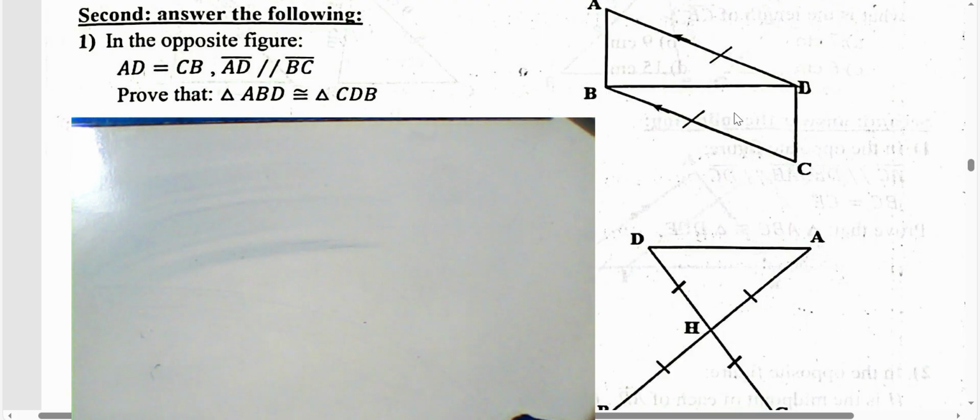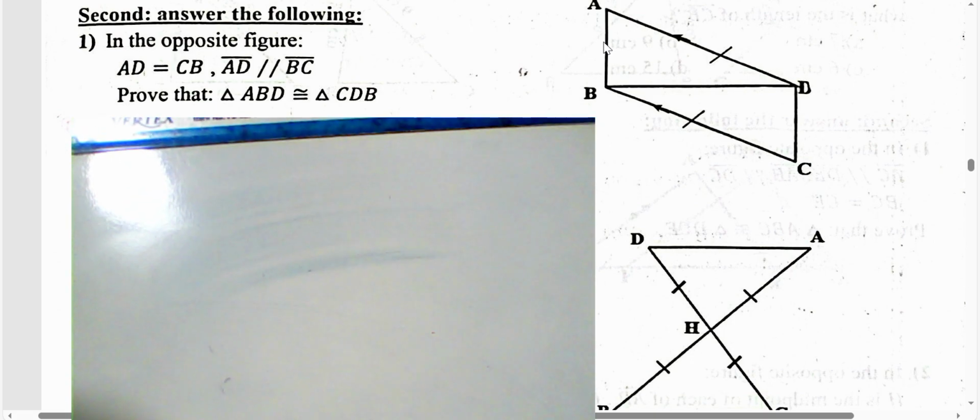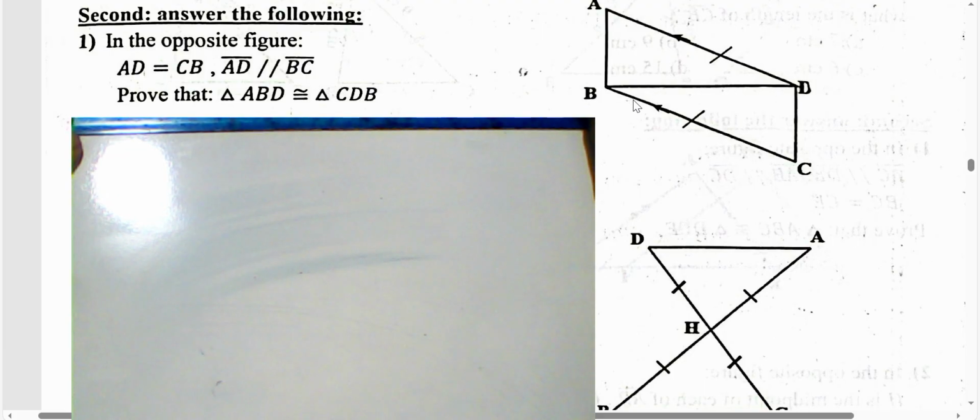Next question. Second is the following. In the opposite figure here, prove that triangle ABD is congruent to triangle CDB. Okay, first we have two parallel sides here. ED parallel to BC. Look at here. ED parallel to BC and BD transversal of them. The measure of angle EDB is equivalent to the measure of angle DBC. We called it corresponding angles.